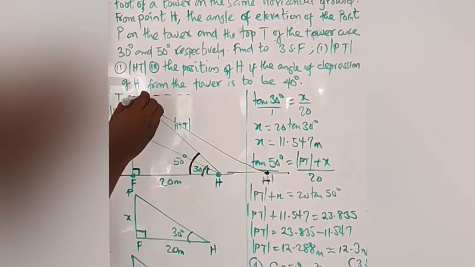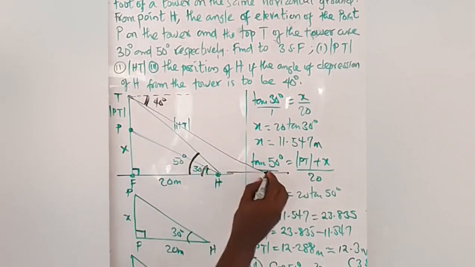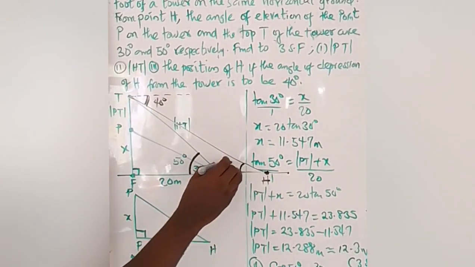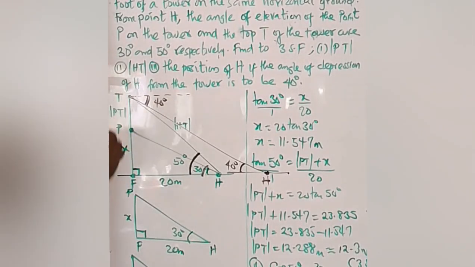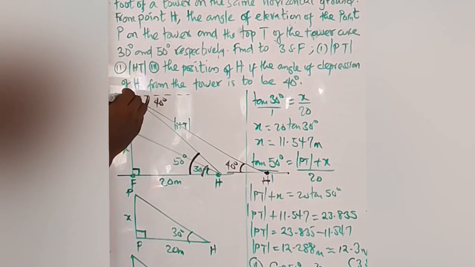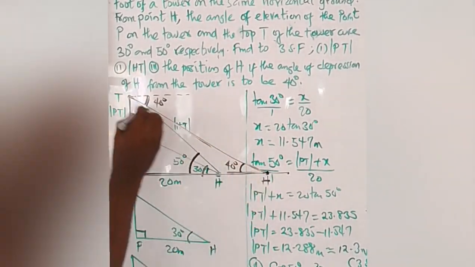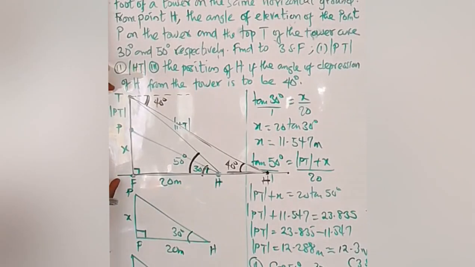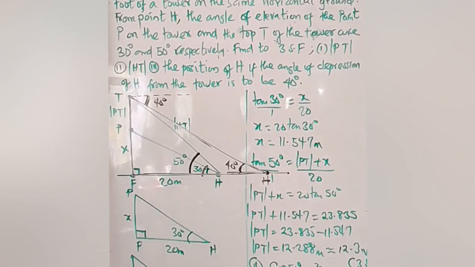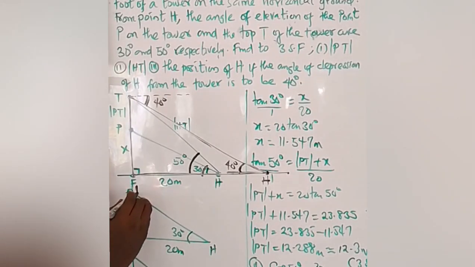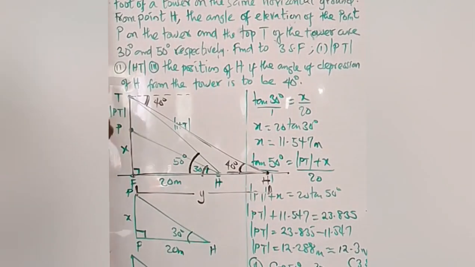This angle here is 40. If this angle is 40, look at this. Go here and come. This angle too must be what? The height of the tower is fixed, it can't change. So from here we have a giant triangle. From here to here is the opposite to this 40, while from here to here is the new position. Let's call it y. So y is the position of H from the foot of the tower.